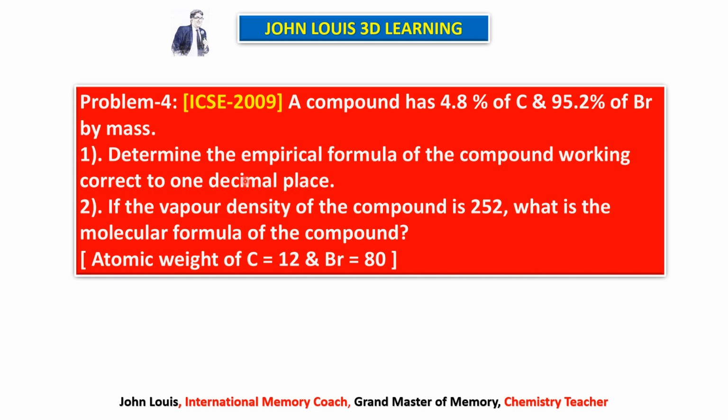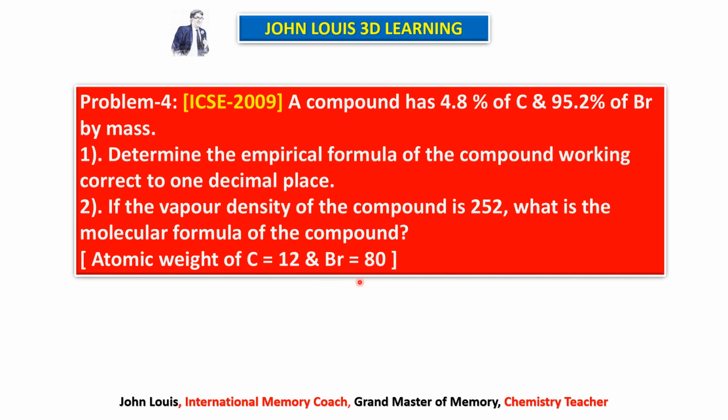See here, in fact we have calculated up to 3 decimal places in all the sums. But they have given here working correct to one decimal place. That's more than enough. If the vapor density of the compound is 250, what is the molecular formula of the compound? So we have to find out the empirical formula and also the molecular formula. When we do the calculation of the relative number of atoms, we can find only up to 1 decimal place. That's more than enough. And the atomic weights of the two elements here: carbon 12 and bromine 80.